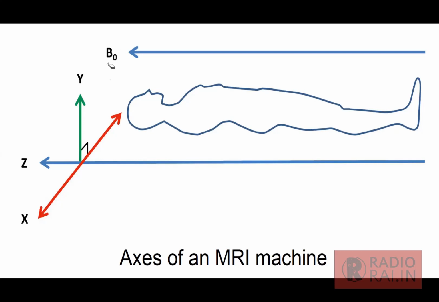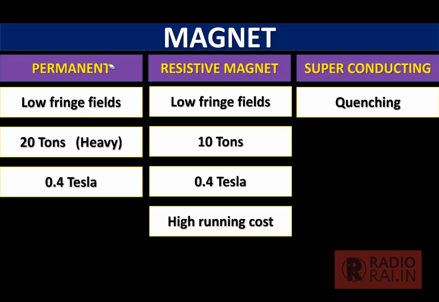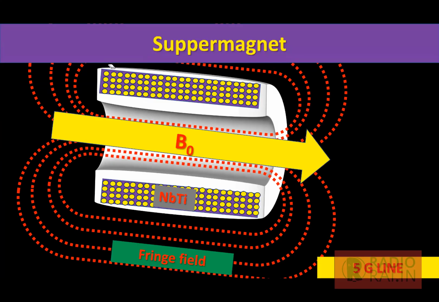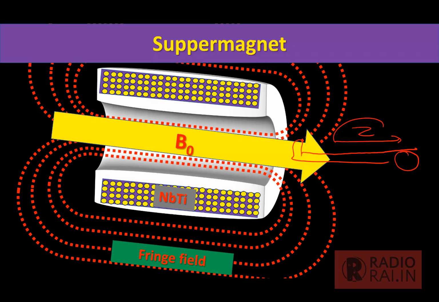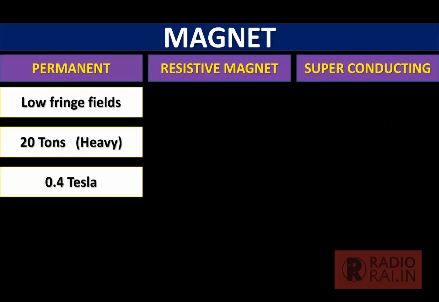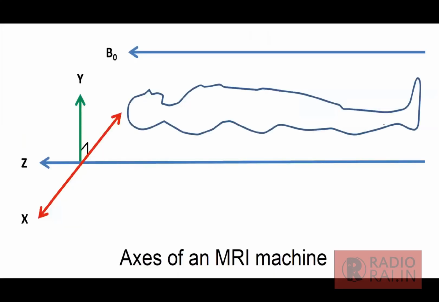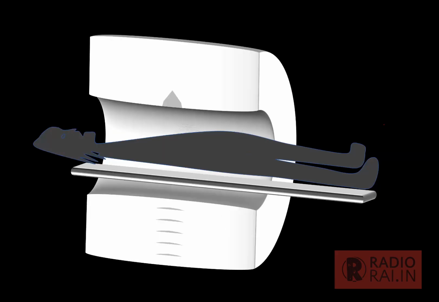So it is parallel to the magnetic field that is produced. So B0 is nothing but the magnetic field that is produced by the superconducting magnetic coil. Now the patient lying is also in this direction. The head will be here, the leg will be here. So this axis is called the Z axis. Okay, so we know how the patient is lying. He is lying parallel to the B0, and any axis perpendicular to it is called the X and Y axis. So now there are different types of coils that are used.